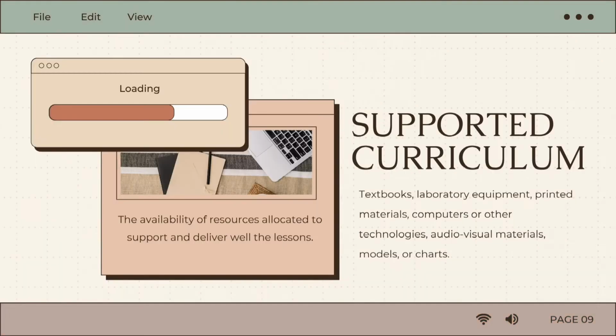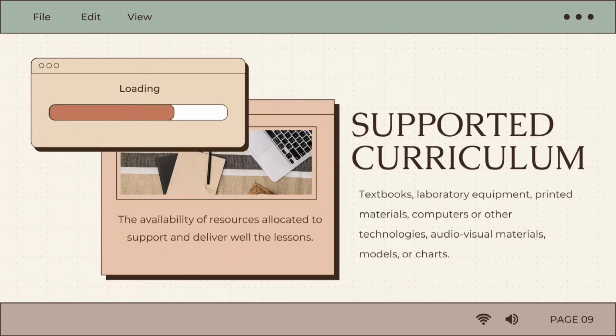The next type is the supported curriculum. This is the availability of resources allocated to support and deliver the lessons well. To have successful teaching, other than the teachers, there must be materials to support the teaching so that learners would adapt and easily understand the lessons. If the teacher uses materials in teaching, learners will focus their minds on what the teacher is teaching.